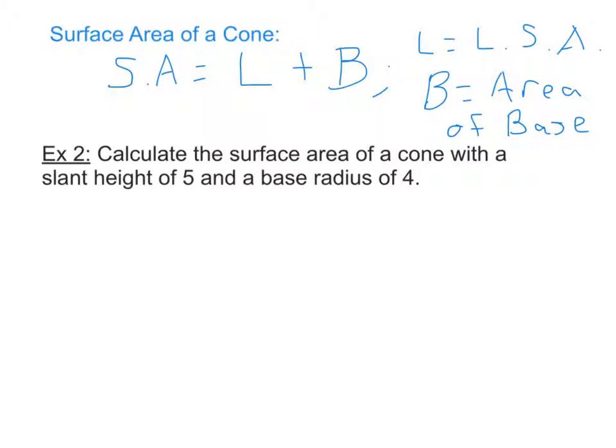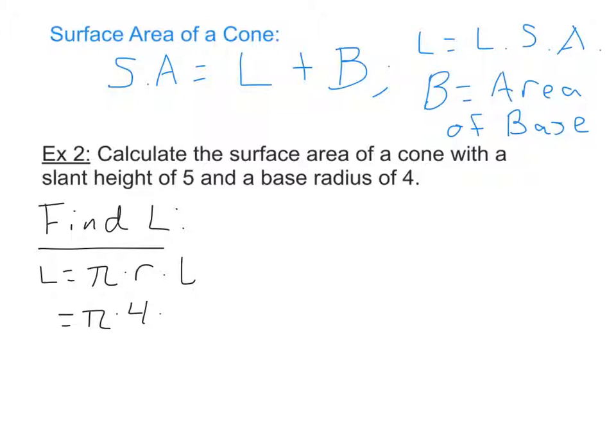Example number 2, we're going to calculate the surface area of the cone with a slant height of 5 and a base radius of 4. First thing we want to find, let's go ahead and find that lateral surface area. So let's find capital L. Capital L, as you recall from the last example, was pi times radius times the slant height. Radius for this particular problem is 4. Slant height for this problem is 5. And let's again leave this in terms of pi. Capital L now is going to be equal to 20 pi. Let's box this and save it.